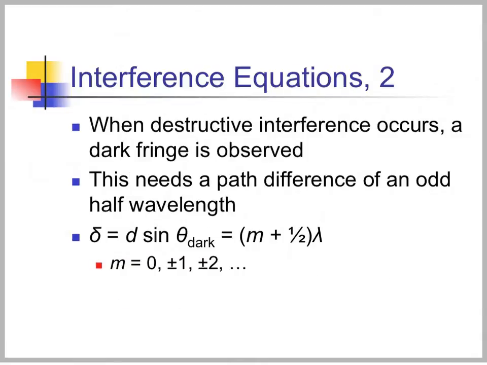When destructive interference occurs, a dark fringe is observed, and this needs the path difference to be an odd half wavelength. So the path difference, which again is d sine theta for dark fringes, is going to be m plus one half of a wavelength, where still m can be 0, plus or minus 1 or 2.